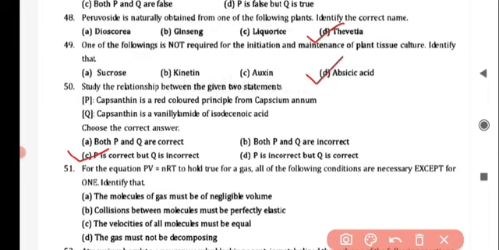Next question is for the equation PV equals nRT to hold true for a gas, all of the following conditions are necessary except for one. Identify that. And the correct answer is option C. Velocities of all molecules must be equal.